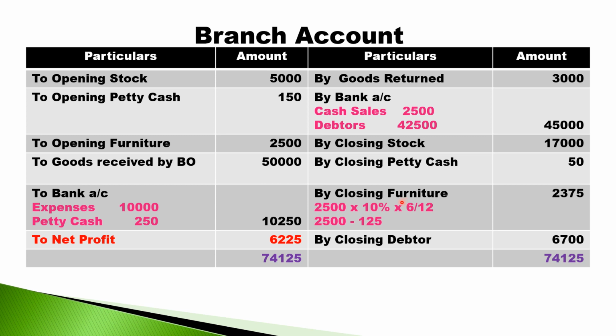From closing furniture, deduct depreciation 125. How do you get 125? 2,500 is the cost of furniture into 10% into 6/12. So you should calculate depreciation only for 6 months. So you get 125. So you get closing furniture 2,375 and then closing debtor 6,700. So you get a net profit of 6,225.